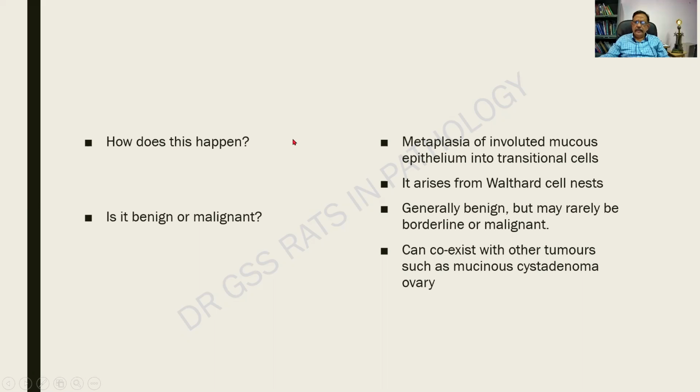Now, from where do you get the transitional epithelium? How does this happen? It is considered to be a metaplasia of the involuted mucous epithelium. Metaplasia means changing of one type of cell to another. So this can change into the transitional cells. That is one theory. The second one is they say that it arises from the Walthard cell nest. This itself will be like transitional epithelium and it can be in the fallopian tube. So they say it arises from this. These are the two theories, you people can mention it.